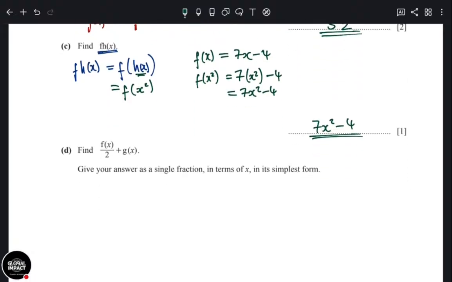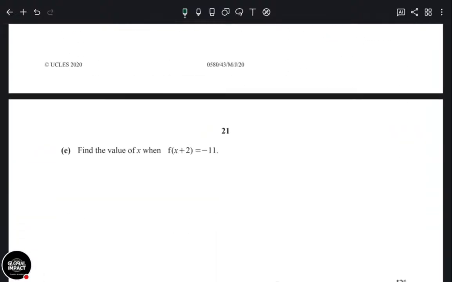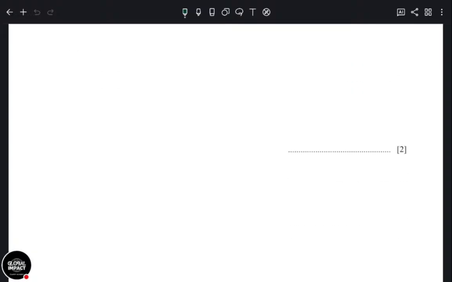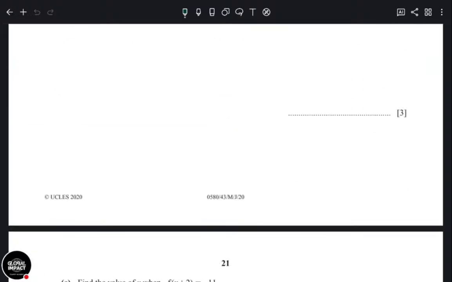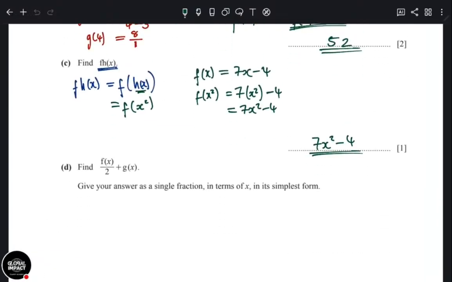There we have it. Now, look, they just keep giving you different things. Wow, functions are nice and interesting and long. Now they are saying, find f of x divided by 2 plus g of x.